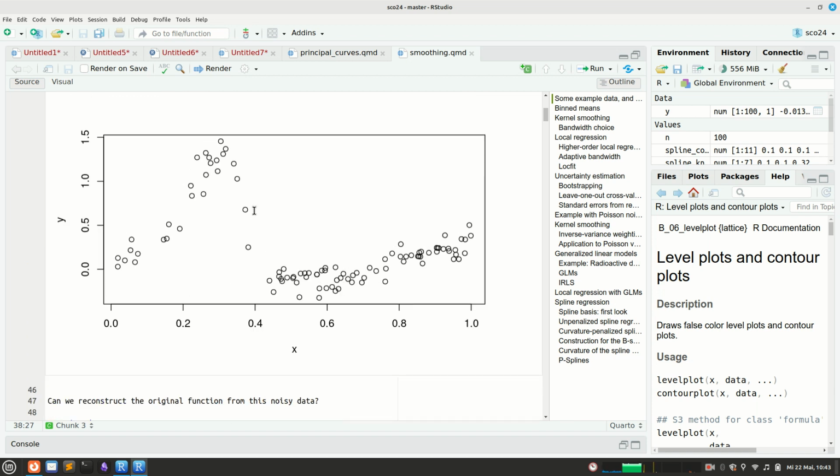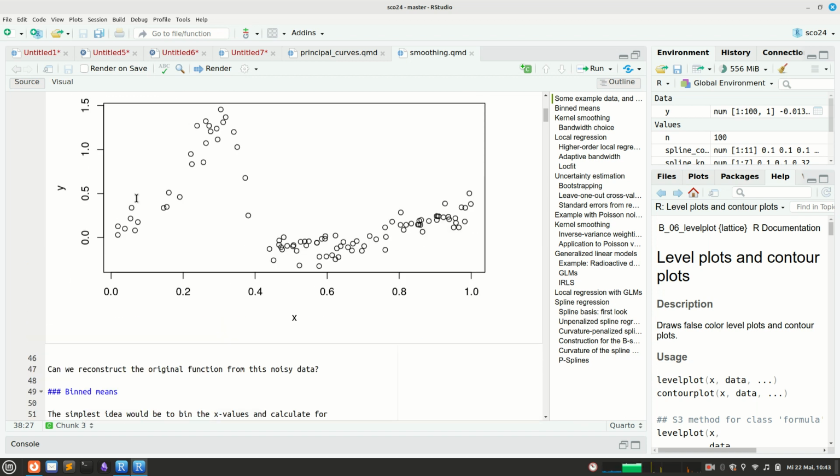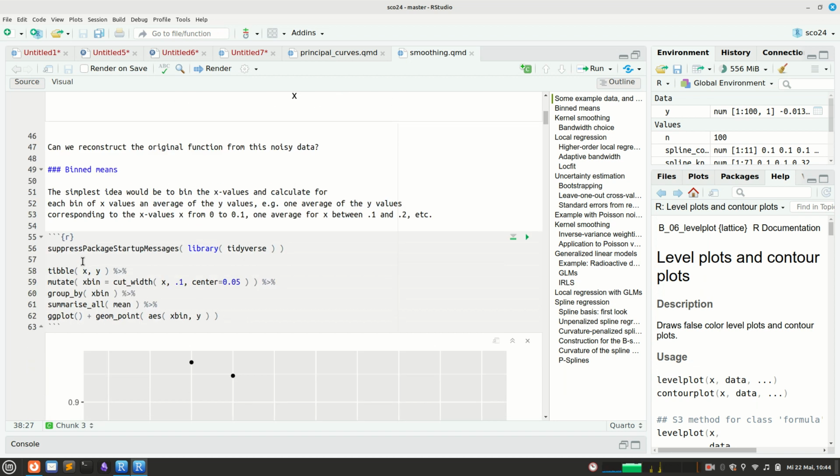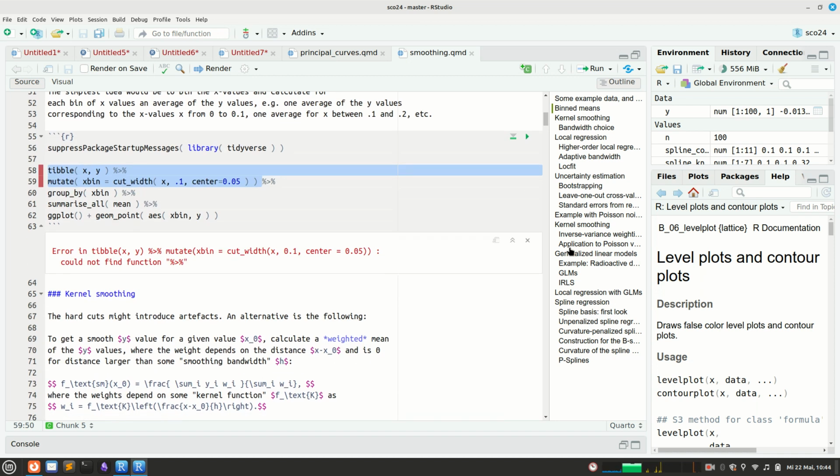Now, if I want to make a curve, the most primitive thing is to just bin the x values. I say, okay, I put them in 10 bins, from 0 to 0.1, from 0.1 to 0.2, and for each bin I take the average. So that's what I've done here. I've binned my x.